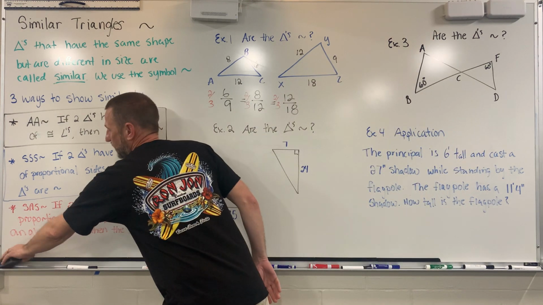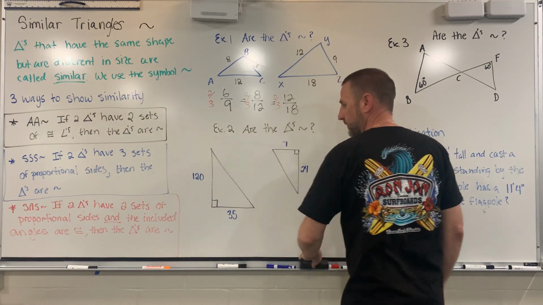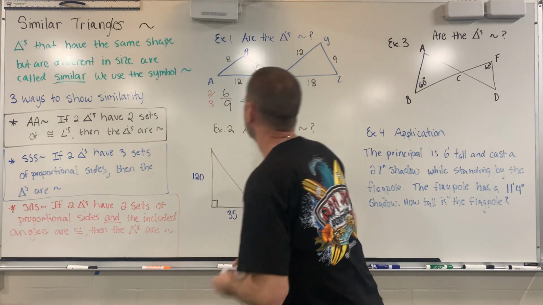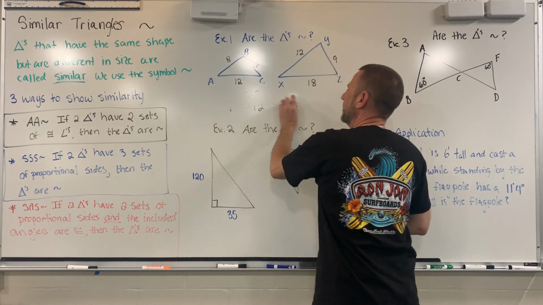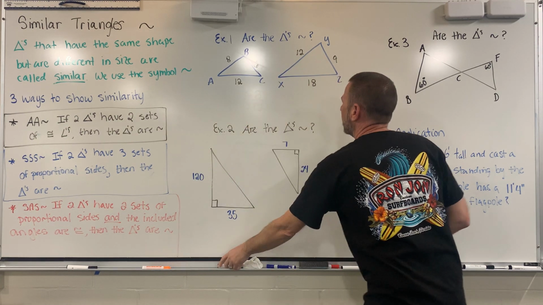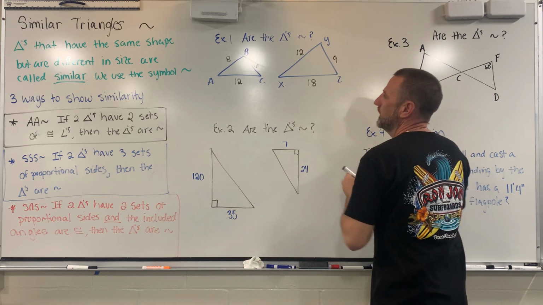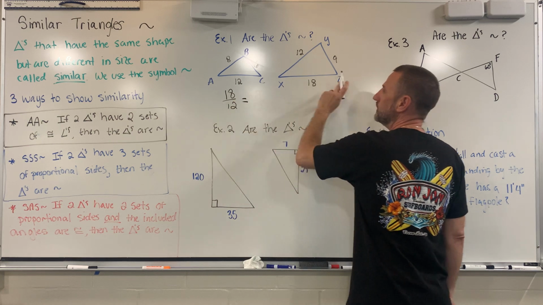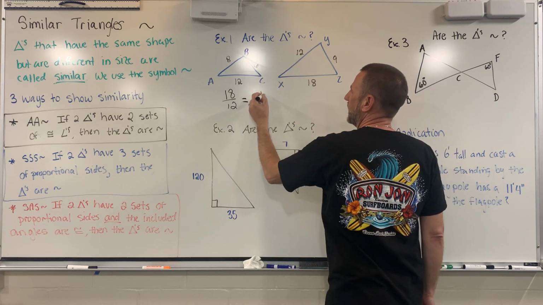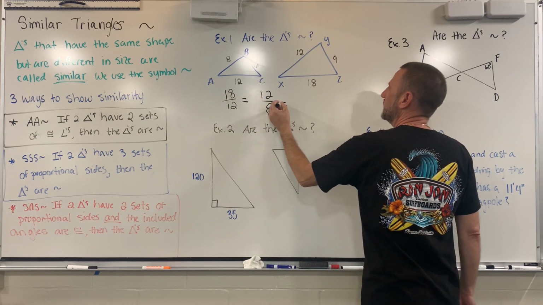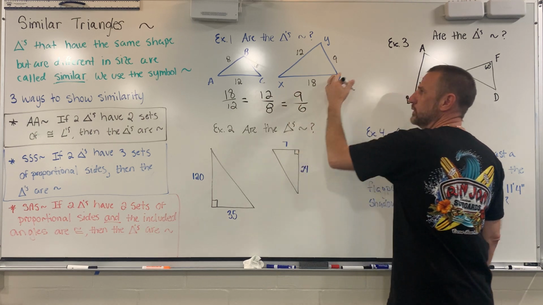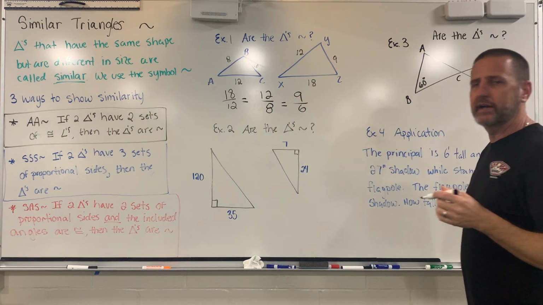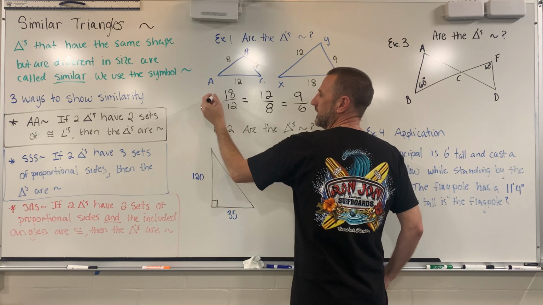The same thing goes with if I were to do this, if I was to flip this upside down, maybe I started on the other side and I went like this. I said, all right, 18 divided by 12, and then 12 divided by 8 and 9 divided by 6. I could do this in reverse, and if I divide each of these, I could get the same thing.